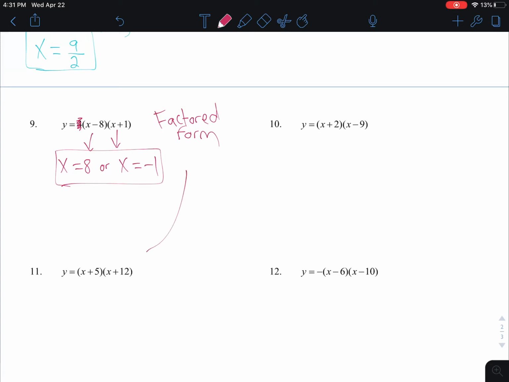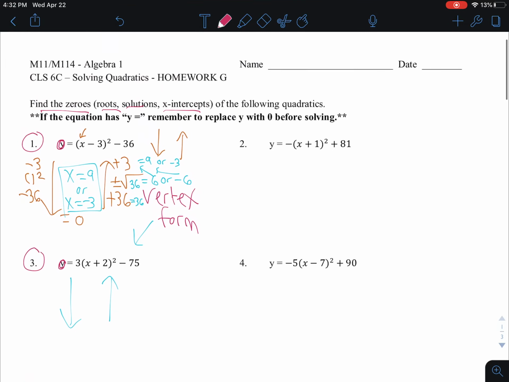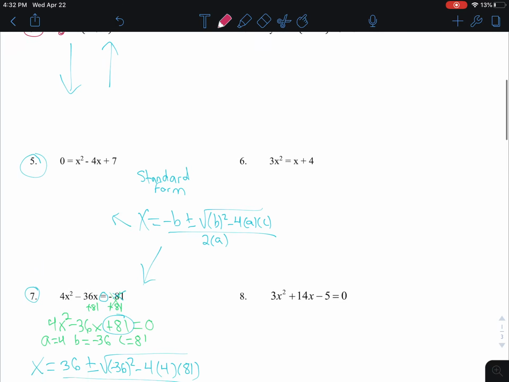So if you look here, you should be able to do 11 in a snap, right? It should take like 2 seconds. Negative 5, negative 12. You just do opposites. Anyways, that's how you solve in all three forms. Everything's going to start being on the same paper with each other: vertex form, standard form, and factor form. So you have to be able to know what method to use.